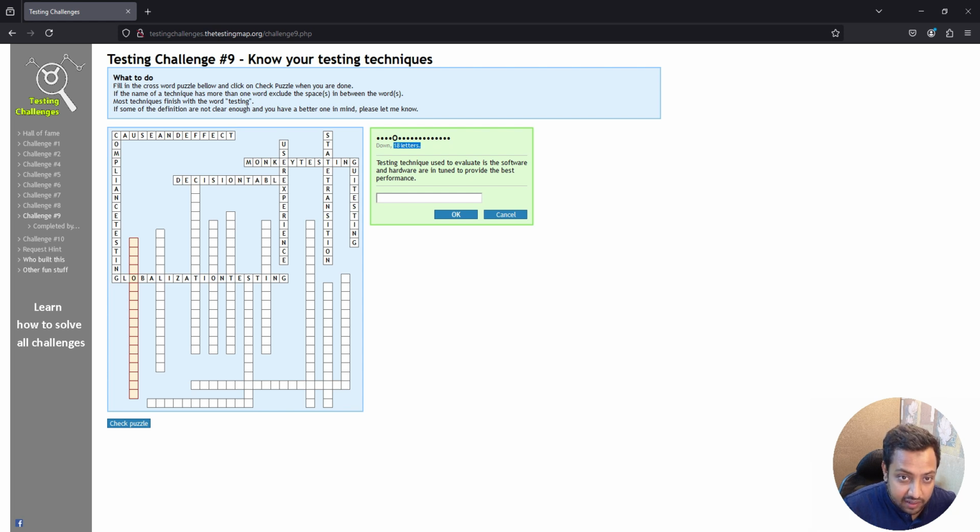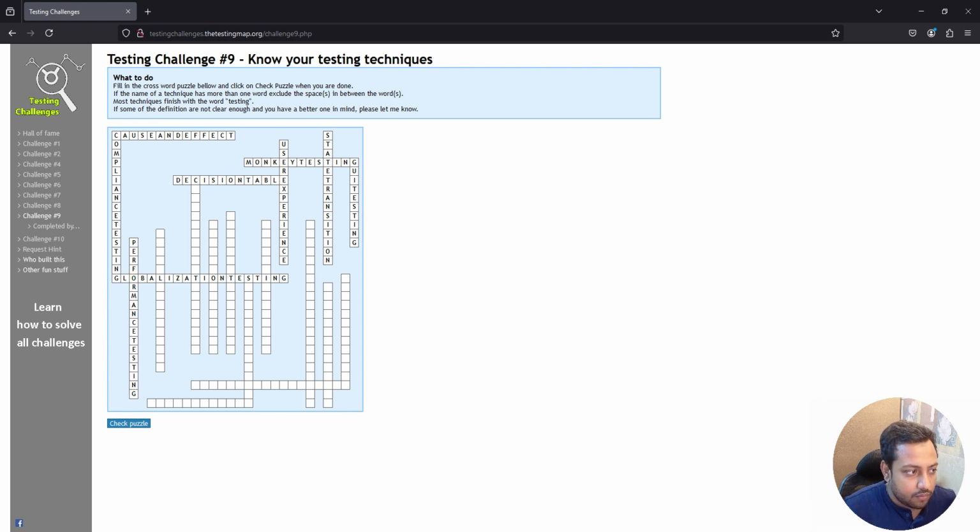This is 18 letters down. This gives hints. Okay. Testing technique used to evaluate if the software and hardware are in tune to provide the best performance. It talks about performance. So it should be nothing but performance testing. Perfect. Let's pick the next one.